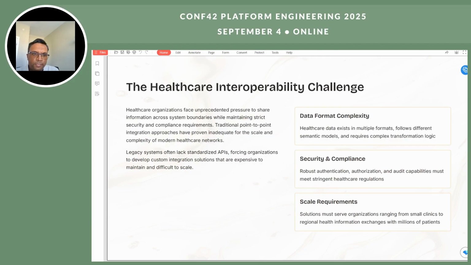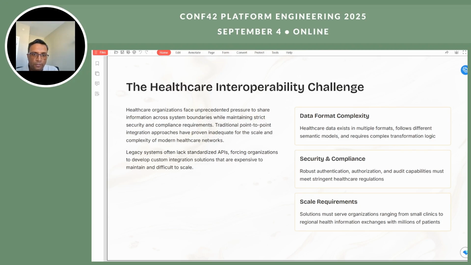The healthcare interoperability challenge. Healthcare data is fragmented, spread across legacy EHRs, lab, imaging systems, even personal applications. Traditional point to point integration can't keep up with the scale. Data formats vary, such as HL7, FHIR, and custom schemas. There is a high security and compliance demand, and the solution needs to scale from small clinics to massive regional networks. And when systems don't talk to each other, patients pay the price.